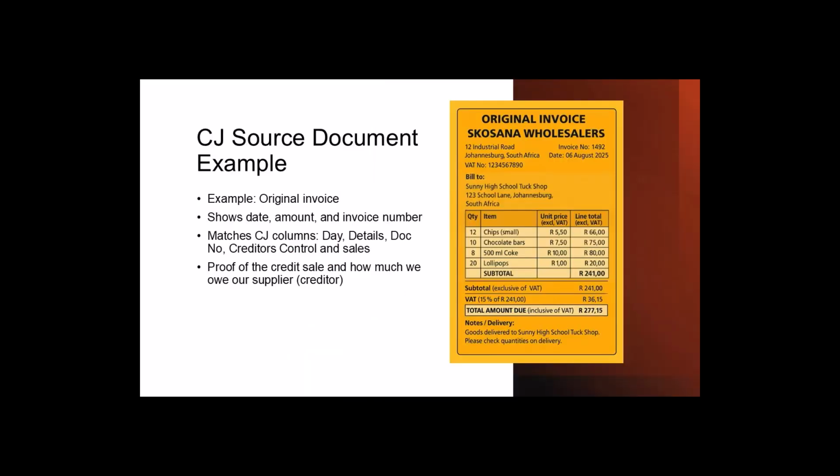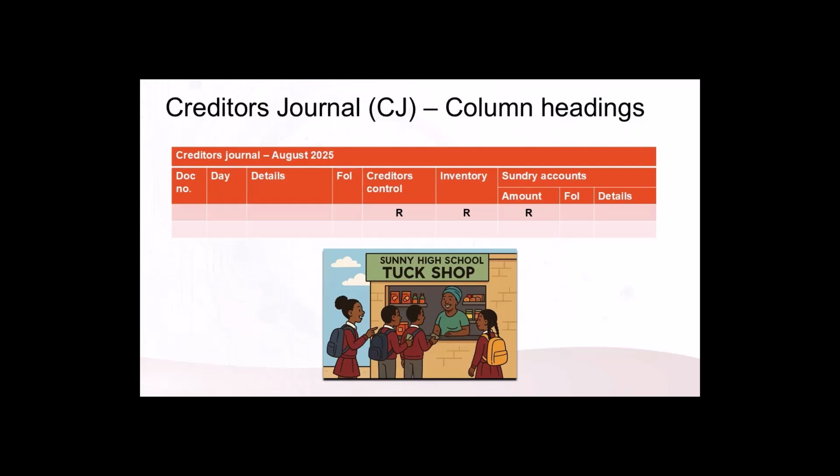For example, if Skozana Wholesalers sell us inventory on credit, they'll give us an invoice showing what we bought, how much it costs, the value-added tax, and the total amount we owe. We'll record that in our creditors journal using the details from the invoice. Let's look at the layout of the creditor's journal and what each column means.